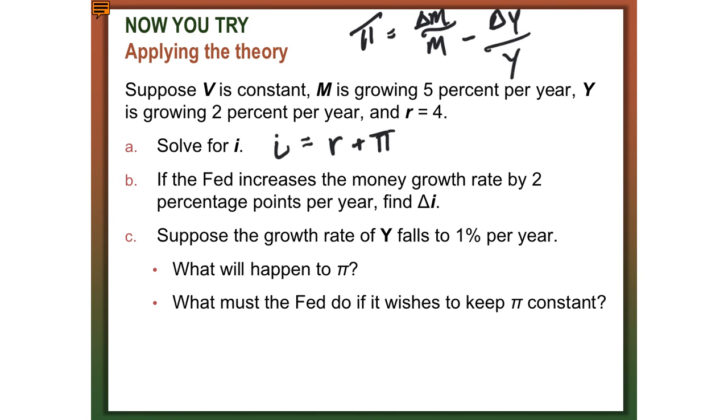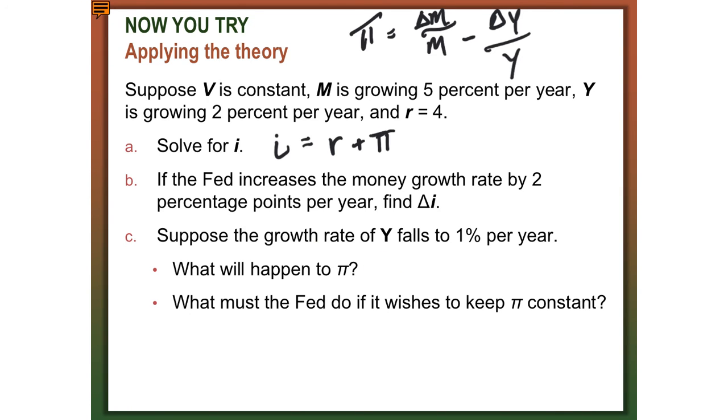So if the Fed increases the money growth rate by 2 percentage points per year, what happens to the nominal interest rate? Well, money growth factors in here. So if this goes up by 2 percentage points, it does not change real GDP. So inflation is going to go up by 2 percentage points. That's going to filter into here. That's going to go up by 2 percentage points. And so the nominal interest rate should go up by 2 percentage points as well. That's that one-to-one relationship.